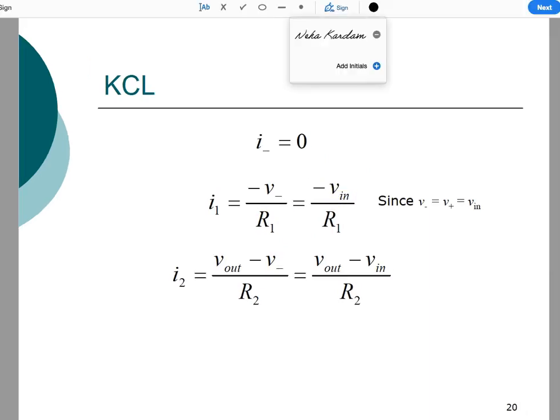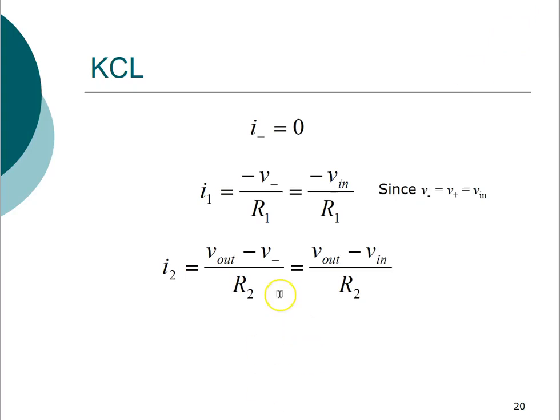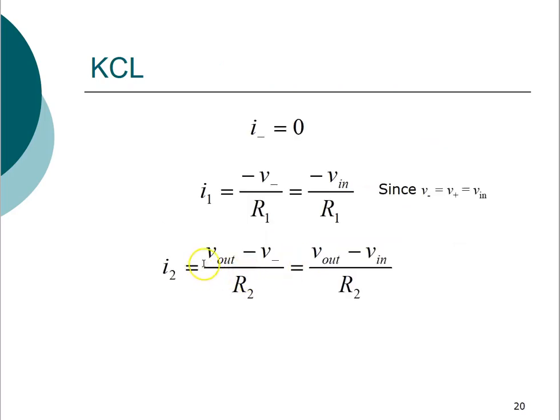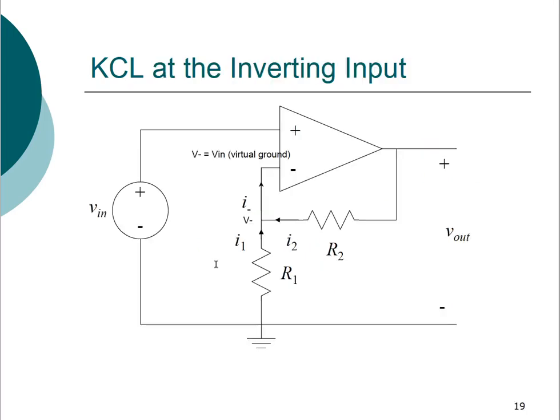Now we have I2 to calculate, and this is your I2. I2 is going inside this node. This is also going inside, so this is going to be negative, V dash minus V naught, upon R2. So that's what you see here, the whole thing negative.